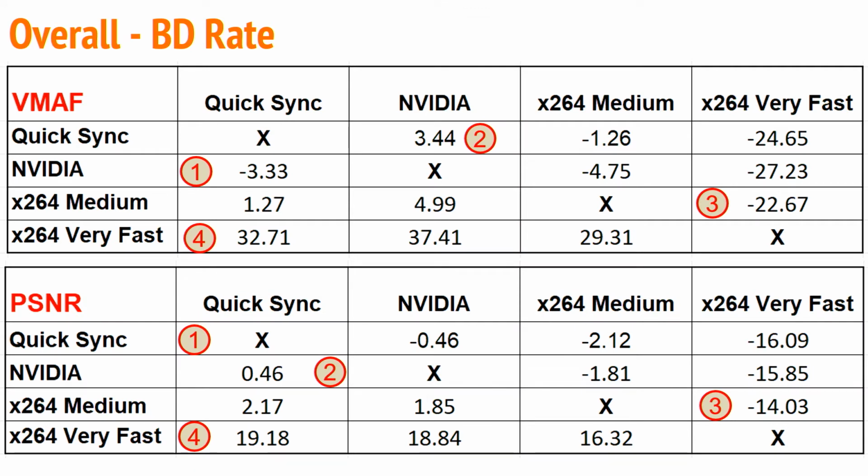And then here are the BD rate numbers. Overall, NVIDIA was first. What these numbers mean is that NVIDIA can produce the same quality as QuickSync and reduce the data rate by about 3%. NVIDIA versus NVIDIA is the same. NVIDIA can produce the same quality as x264 medium at around 4.75% lower data rate, and the same quality as x264 very fast at 27% lower data rate. That's what those numbers mean, and they mean the same for PSNR and VMAF. They're just obviously looking at different metrics.